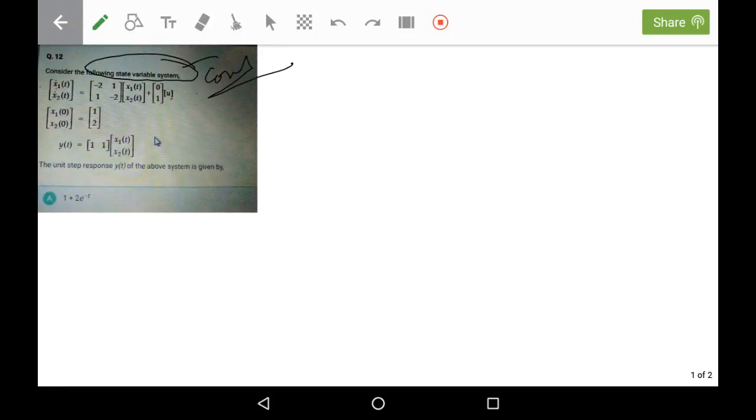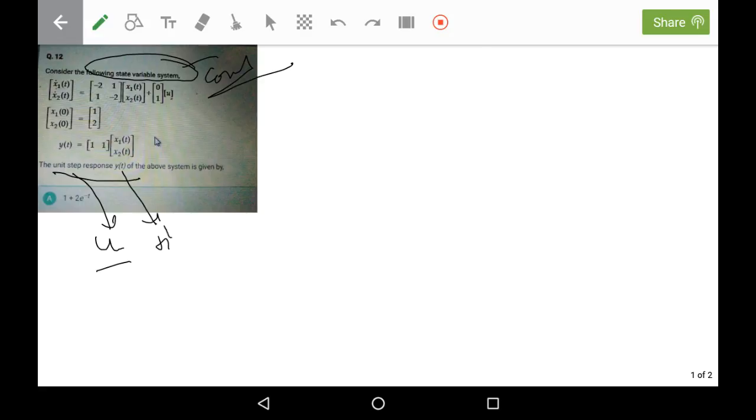You can see that the question is from state variable system, that is control system. Maybe some test series question it will be. So we have to determine the unit step response y(t) for this system. Means the input will be unit step and the output is of course y(t).